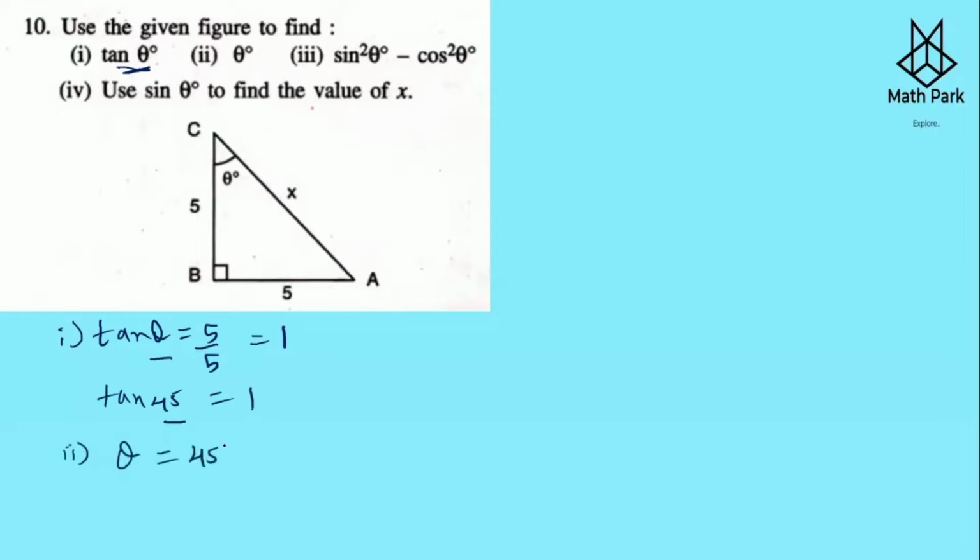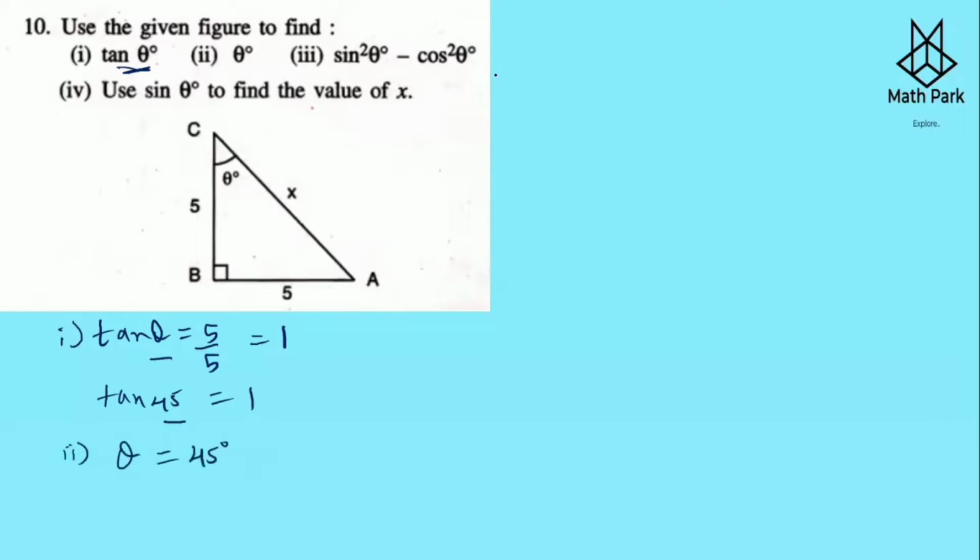Question number 10. In the given figure, you have to find tan theta, theta, sine square theta minus cos square theta, and you have to use sine theta to find the value of x. So now here acute angle theta is given. We know that tan theta is equal to opposite upon adjacent. So first part, we have tan theta is equal to 5 upon 5, so it is opposite upon adjacent, which is 1. And since tan 45 is equal to 1, comparing these two equations, we get the second part, that is theta is equal to 45 degree.